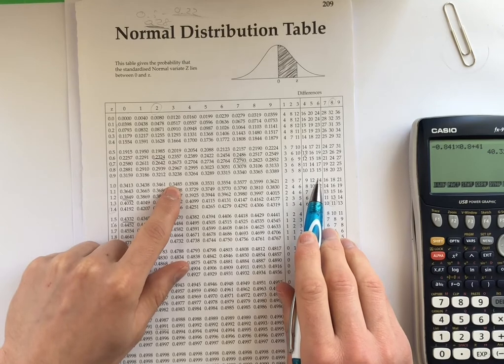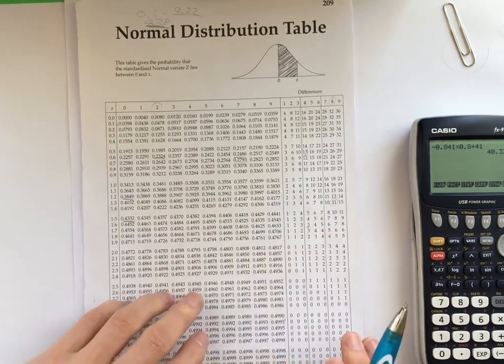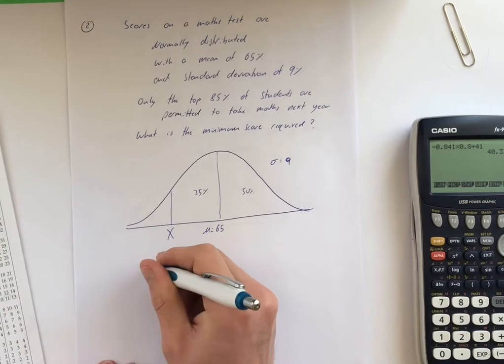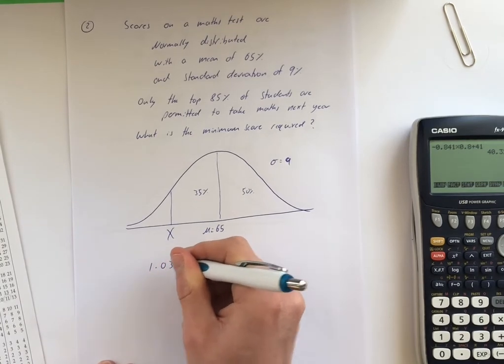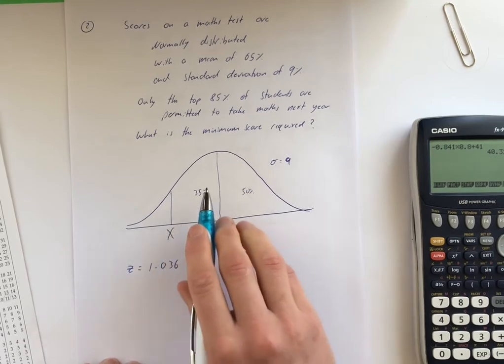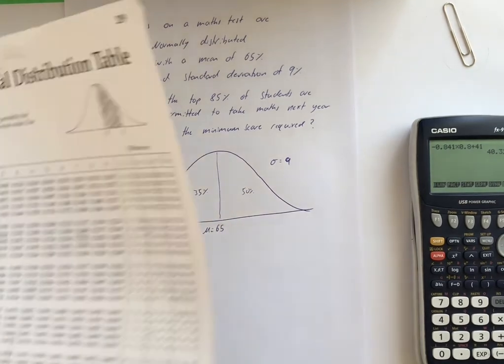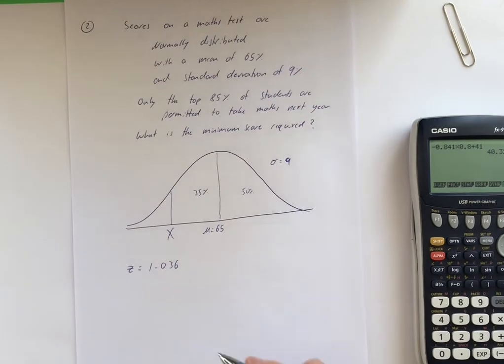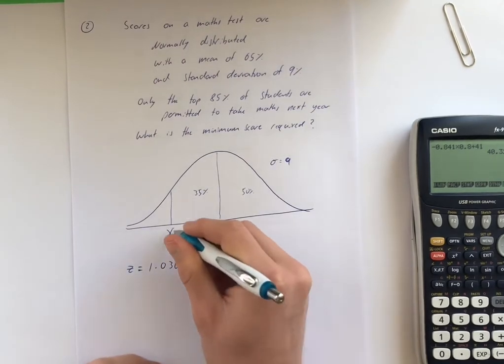So 1.036. That is the number of standard deviations that make 35% according to this table. So now I need to solve for the x value.